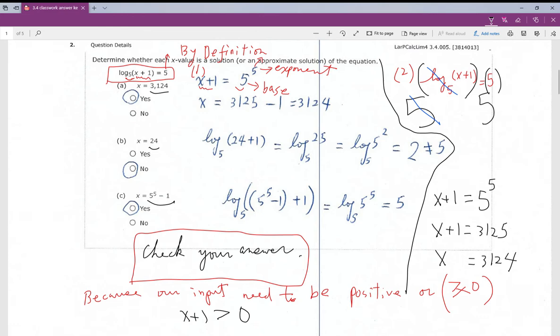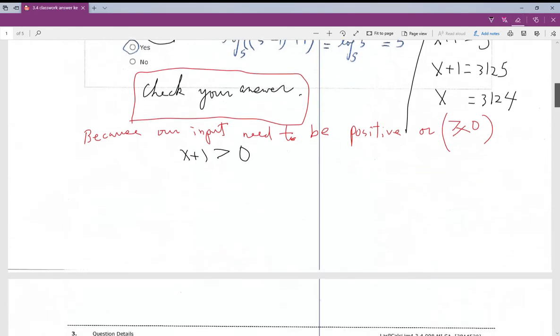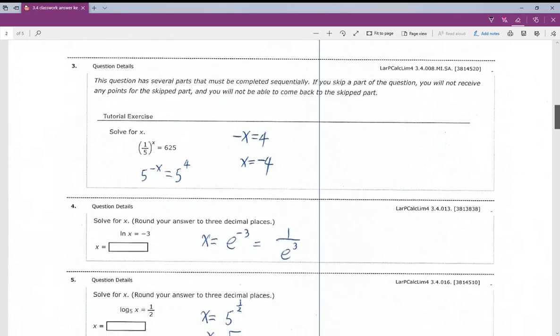So how do you check your answer? Number 1, your input needs to be positive. And number 2, you want to solve the equation, so you need to satisfy the equal sign here. So let's go to number 3.